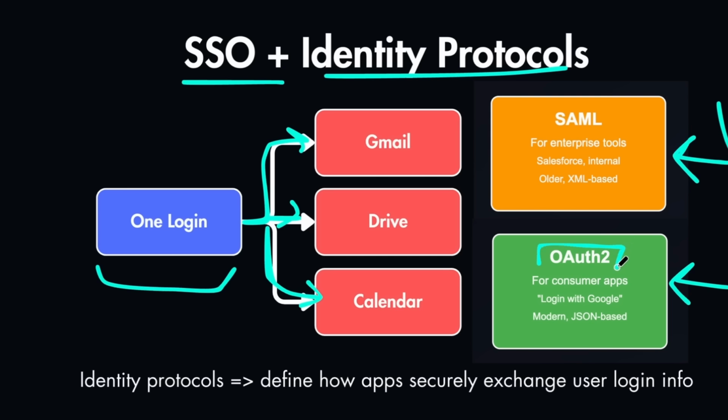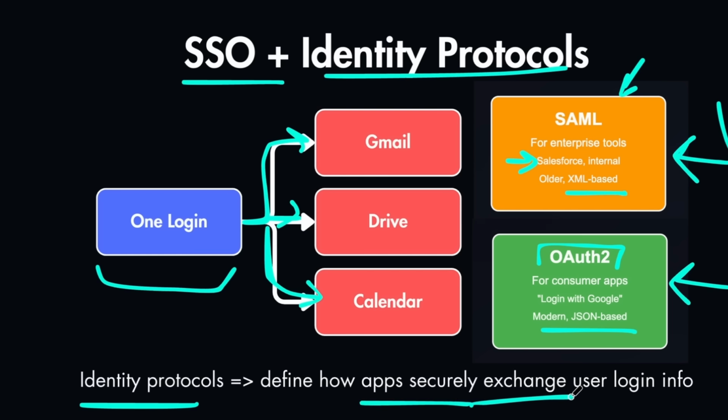OAuth2 is used more often nowadays for modern applications to log in with Google or with GitHub or any other service provider. It is modern and JSON based. And on the other hand, the SAML protocol uses an XML based approach. But still, SAML is very popular in legacy systems and in companies that use things like Salesforce or internal dashboards. So these are identity protocols, which means that they define how apps securely exchange the user login information between each other.